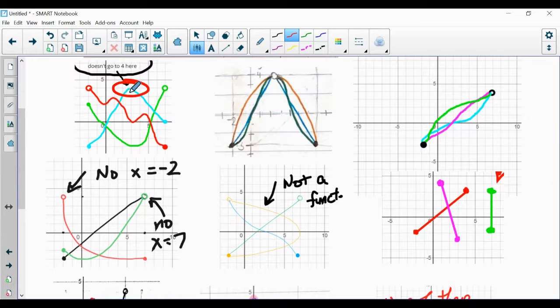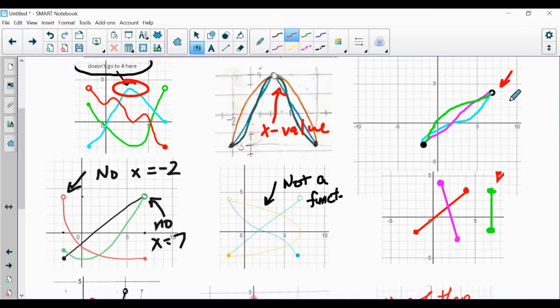This is somebody who's thinking that you can get all the way up to 4, but not quite. The density of the real numbers indicates that you can't do something like that. You have to actually have it go all the way up and have an open circle. This thing is good for the Y, but notice that we have an X value that's missing.